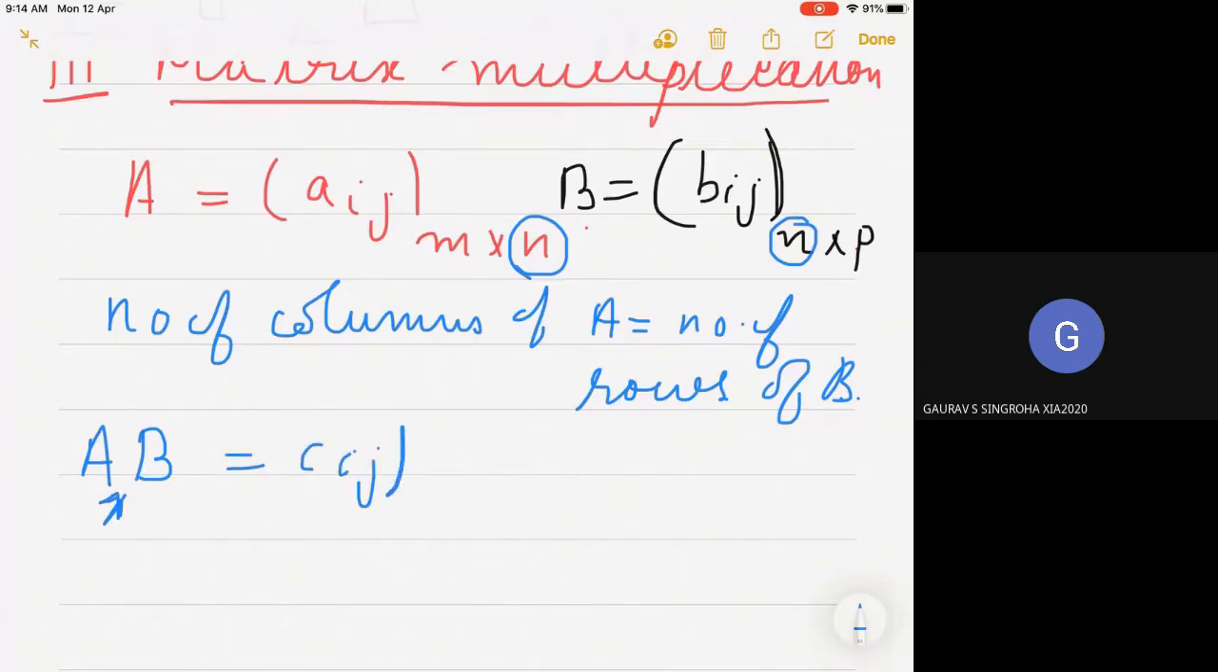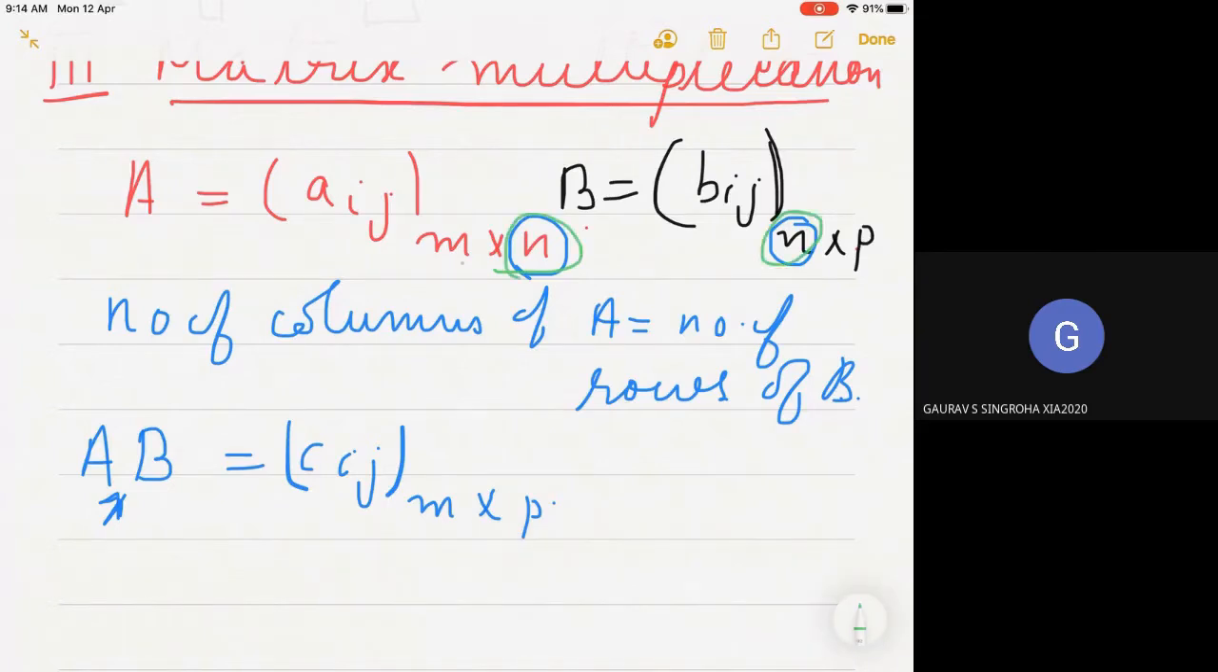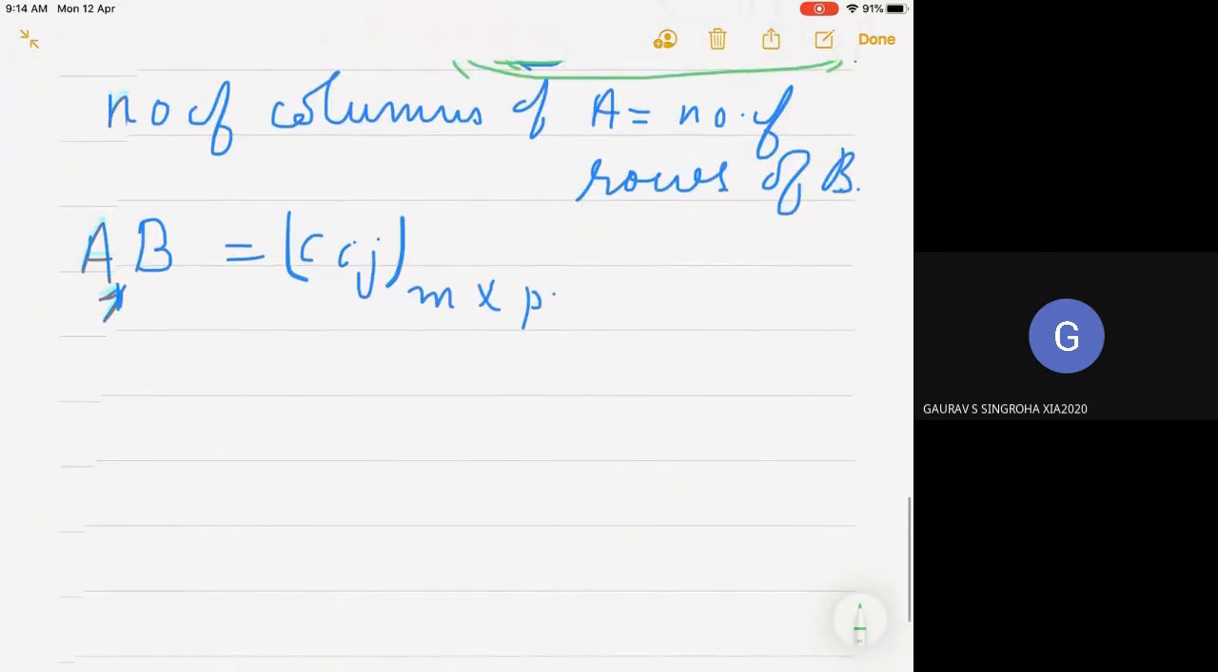Any matrix will have some order, and this one will be of order m by p. That means what happens here is that this n is being absorbed. So the product matrix will be of order m by p.